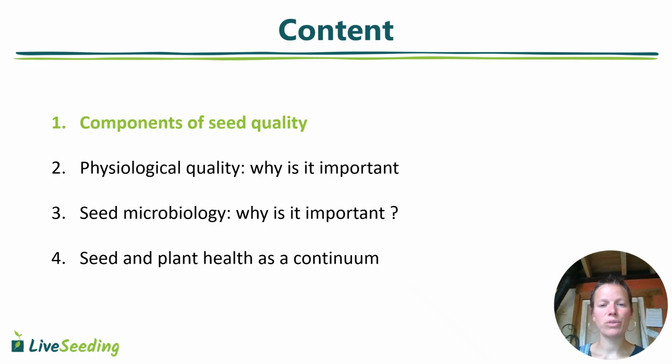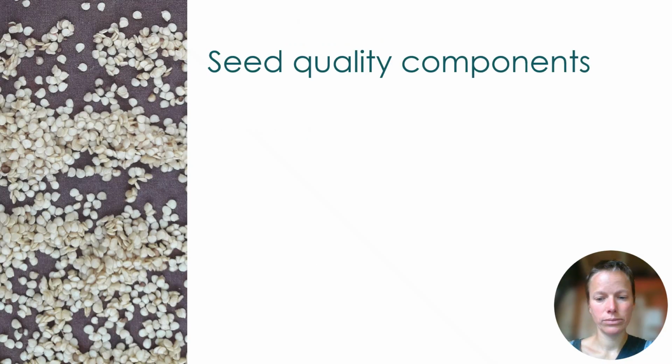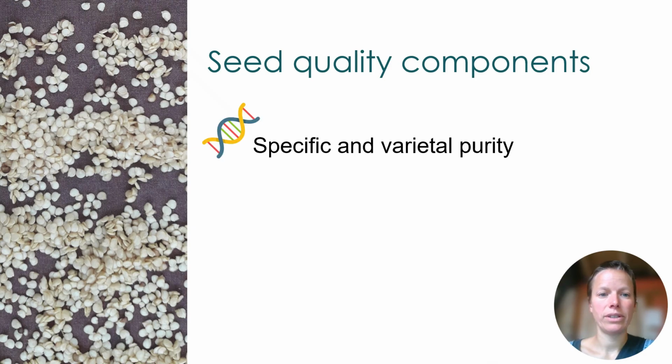Let's first have a brief look at the different aspects that we need to take into account when we're talking about seed quality. Seed quality has 3 basic components. The first is specific and varietal purity. We won't focus on this one in this module.